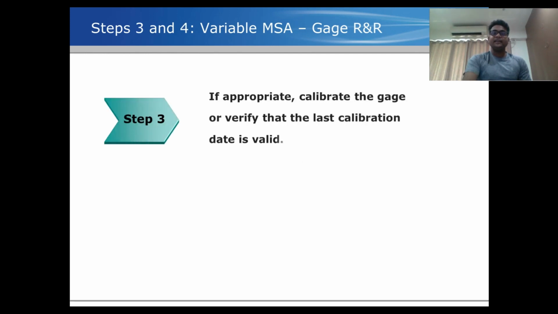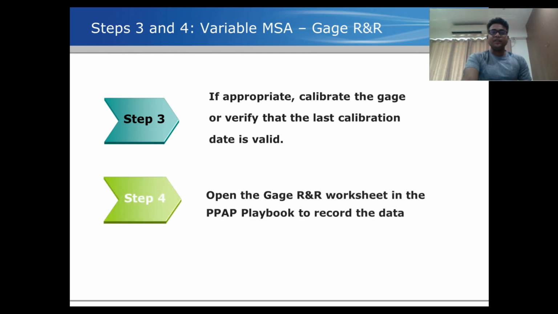Step 3 is, if appropriate, calibrate the gauge or verify that the last calibration date is valid. If necessary, if your gauge is not calibrated, then calibrate it, or if it has been calibrated, then verify that your gauge is currently calibrated and within the valid calibration date. Step 4 is to open the gauge R and R worksheet. We will see later how to make the R and R worksheet in an Excel sheet.